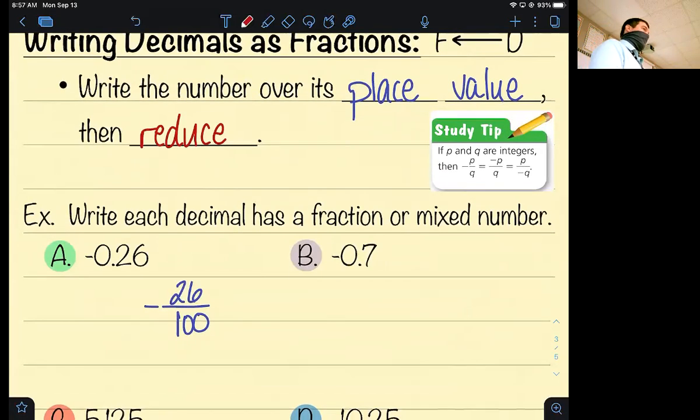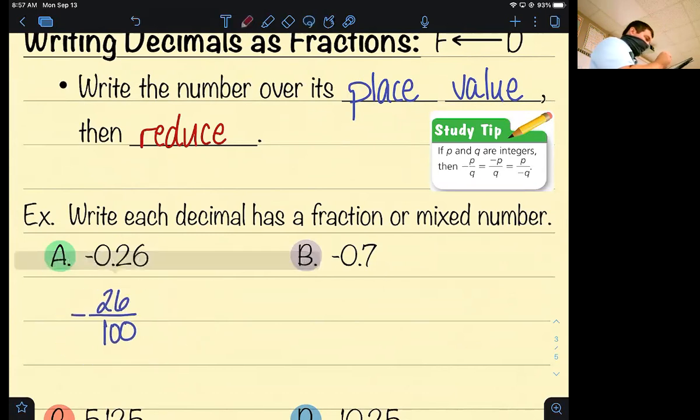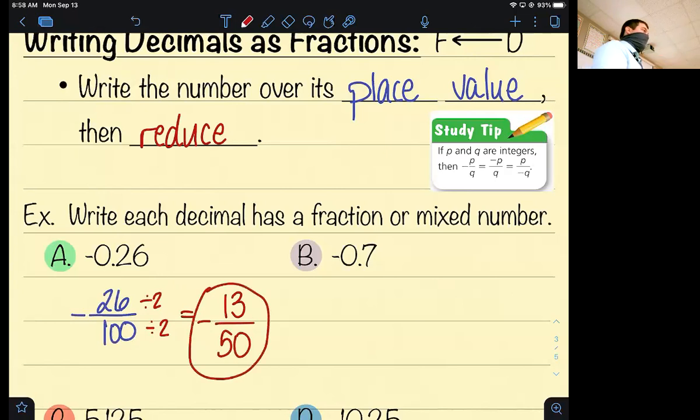Is there a number that goes into 26 that also goes into 100? Yes. They're both even. So tell me what number goes into even numbers. 2. Yep. We're going to divide by 2. You don't need to show all this work on your paper. You just put an equal sign if you want to. How many times does 2 go into 26? Or think, what's half of 26? 13. And what's half of 100? 50. And don't forget there was a negative sign. Now it's reduced.